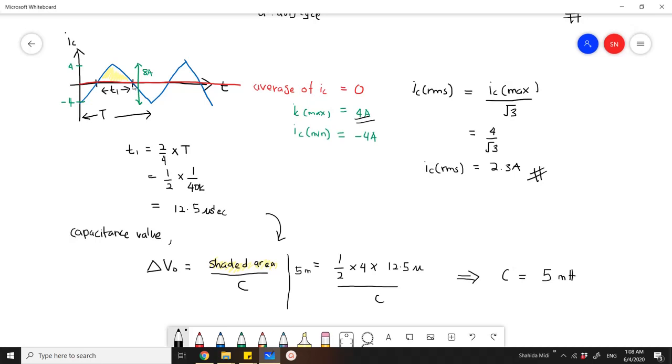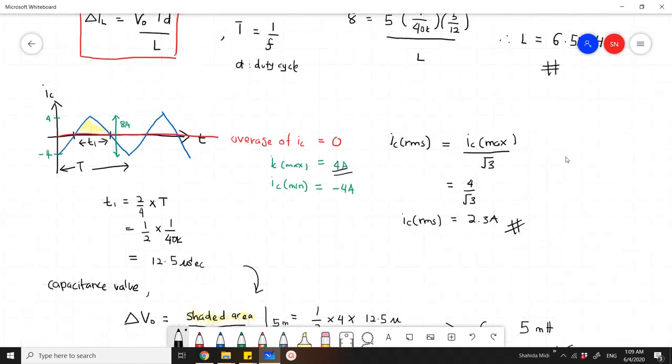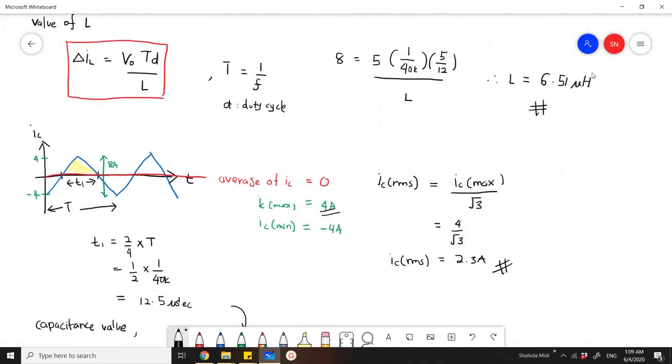Okay, so in order for us to have the buck converter with the said condition, we have to have the capacitance as 5 millihenry, and just now we also calculated the value for the inductance, which is this value over here. Yeah, so that's all.